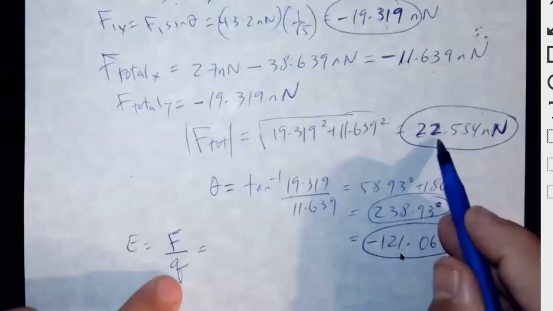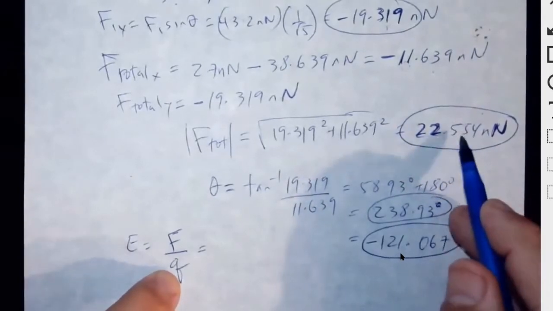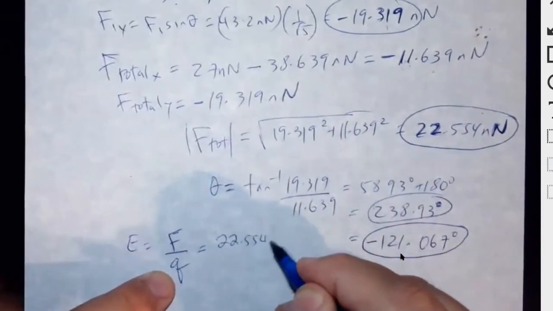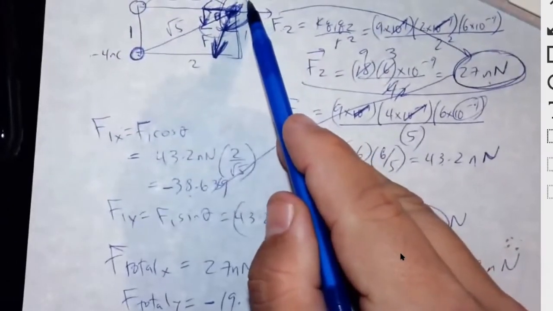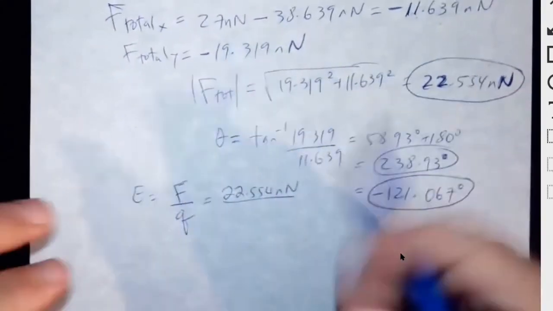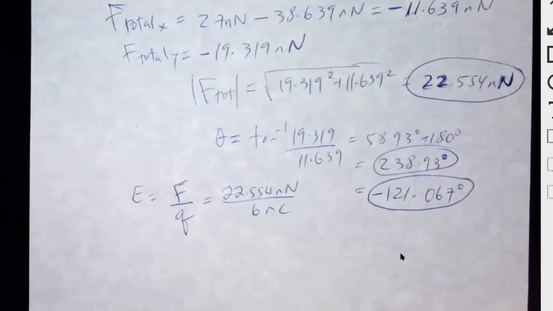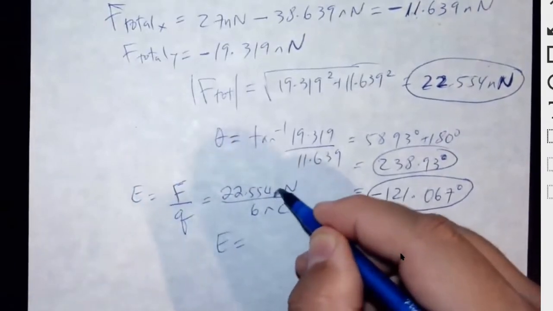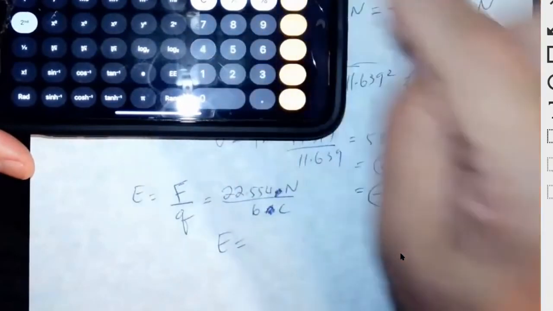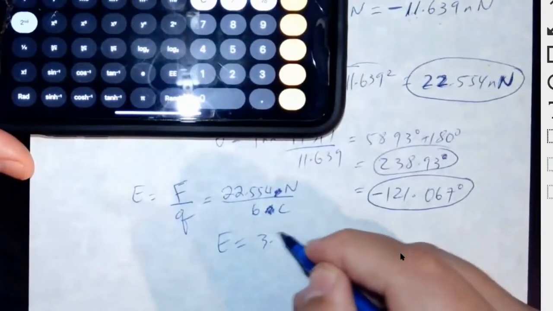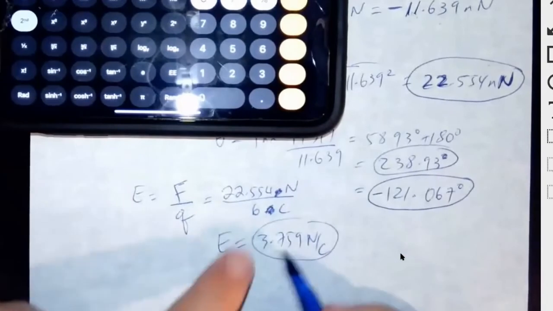So how could I check my answer? I found that the force on that charge was 22.554 nanonewtons. What's the charge at that location? 6 nanocoulombs, right? So then I can divide that charge out, 6 nanocoulombs. You see? I can sort of go backwards. If I already know the force on the charge, then divide that force by the charge and find the electrical field at that location. So the electrical field is going to be what? The nanos are going to cancel. And what's 22.554 over 6? 3.759 newtons per coulomb.